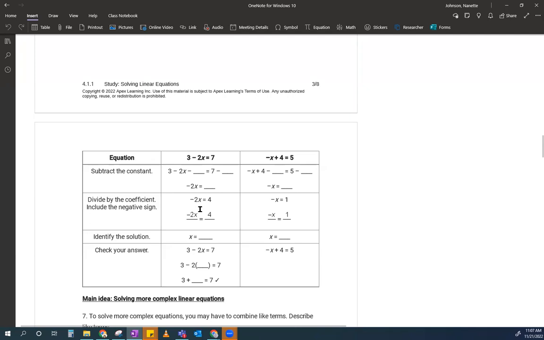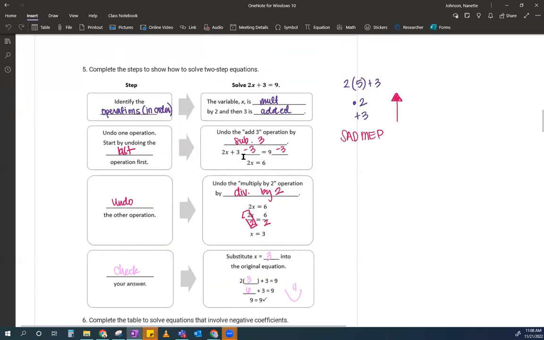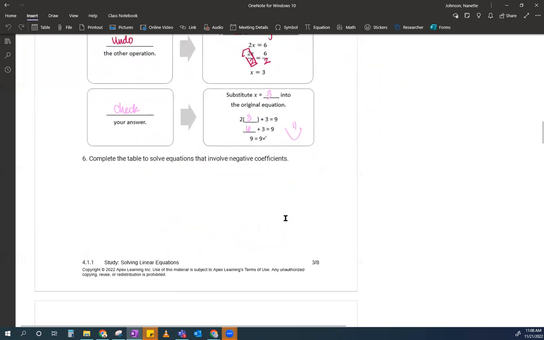And you'd say, okay, what's happening to x now? And you're like, oh, it's being multiplied. Good. So how do you get rid of the multiply by negative 2? Well, you would divide. Now, here's where students mess up a little. They think that they need to change the sign, but we never changed the sign before. When we subtracted 3, we didn't change the sign of that 3. We changed the operation. We went from adding to subtracting, from multiplying to dividing, but we never changed the sign of that number.